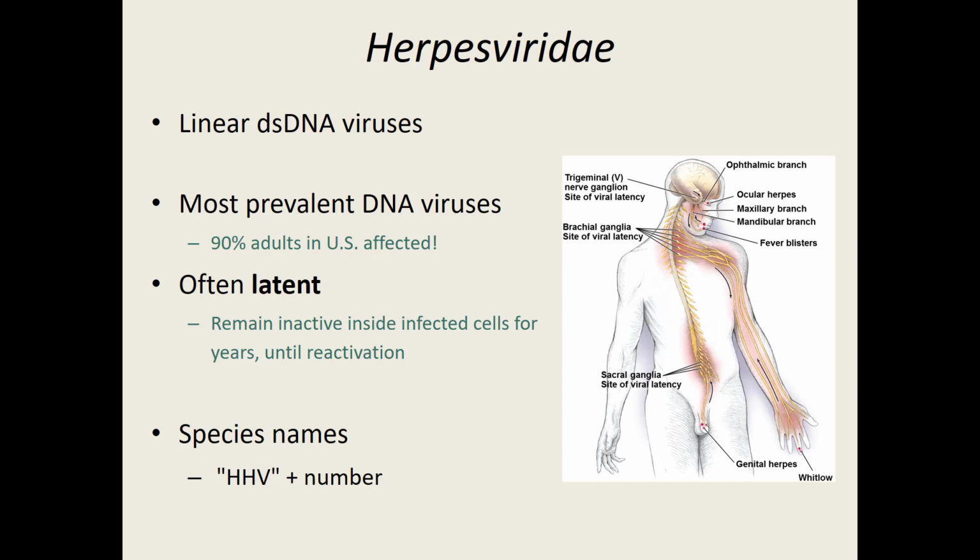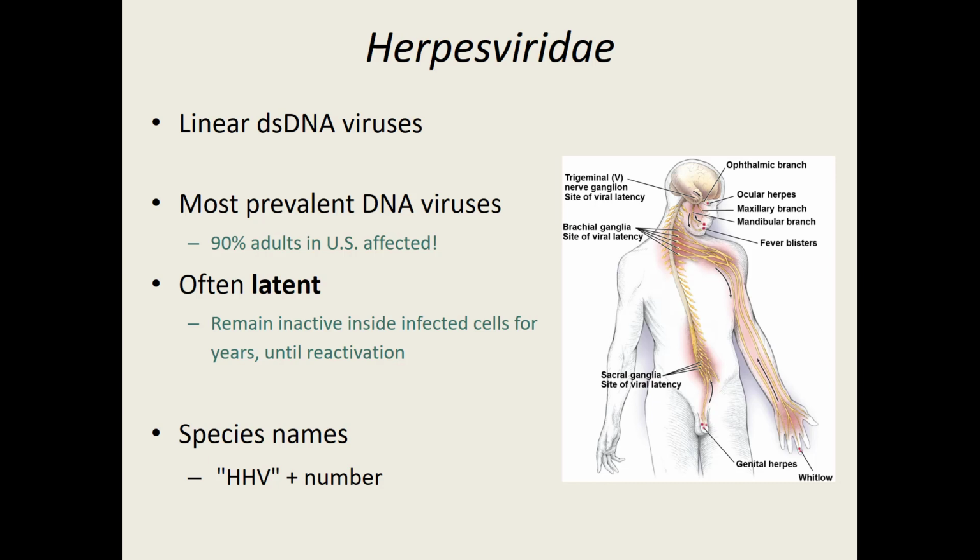Also, this particular virus, when it gets in the body, can go dormant, or what we call latent, so that it remains inactive inside of infected cells for years. And then sometime later, years later, this virus gets reactivated. Sometimes it's due to aging, sometimes due to some type of treatment like chemotherapy, sometimes it's physical or emotional distress, and all of a sudden this virus becomes active again, and it shows some of its outward manifestations, whether it's sores or whatever.